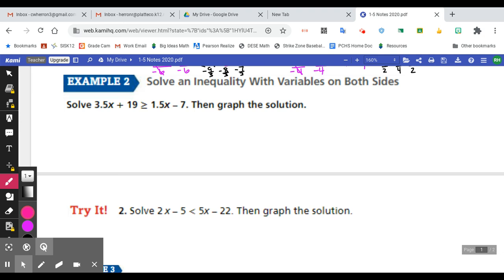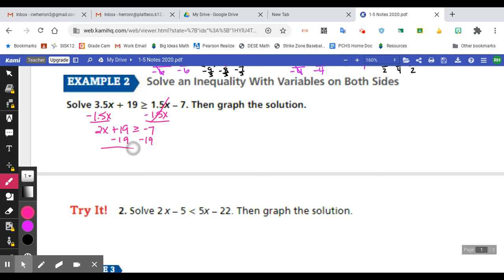Okay, so example 2, we'll be solving them with variables on both sides. So again, same exact thing that we've been doing this whole time. If I want to get variables together, I'm always going to choose to move my variable on the right to the left side just because that's the way I like it. You can move it however you would like. This leaves us with 2x plus 19 is greater than or equal to negative 7. I'm going to subtract 19 from both sides. This gives me 2x is greater than or equal to negative 26.